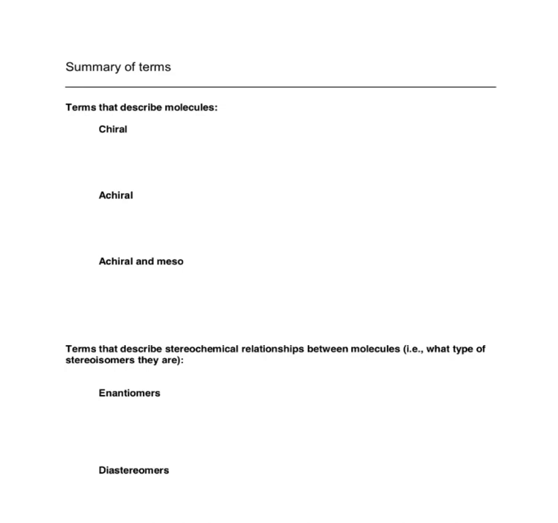At this point, let's take a look at some of the terms that we've been throwing around and get all the definitions to these things in one place, as well as understand where these terms are used. So to start out with, there's a set of terms that we use to describe individual molecules. So those would be chiral, achiral, and achiral and meso.